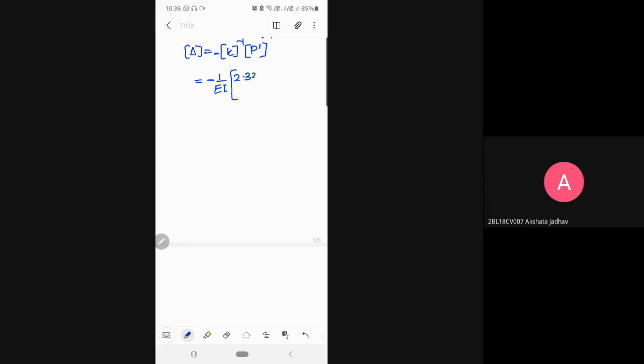2.334, minus 0.667, sorry, 6 plus 0.667, 0.667, 0.667, and 1.334. This is the K inverse matrix. K inverse into P dash. What is that P dash? P dash is minus 37.5 and minus 42.5.